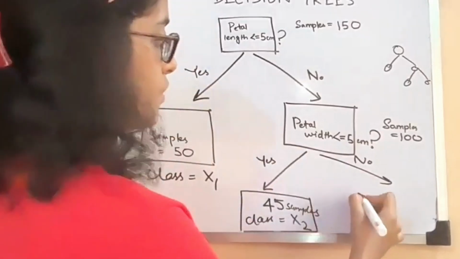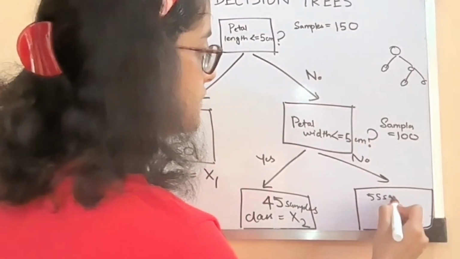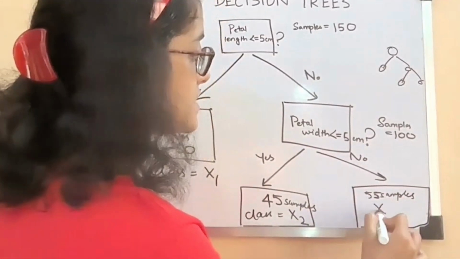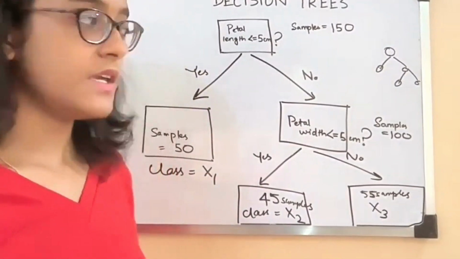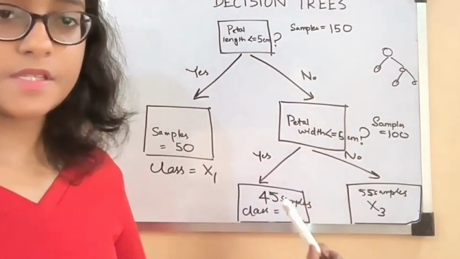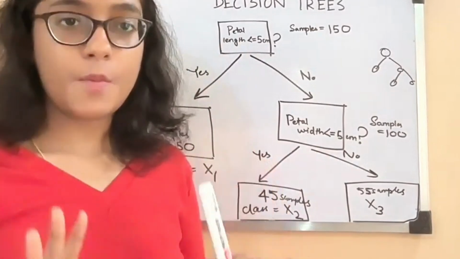And now, how many are left? 55. So this is going to have 55 samples. This is 55, and the class is going to be X3. Samples total is 100. Total 45 samples here, 55 samples here. And we have now got ourselves a decision tree proper implementation.